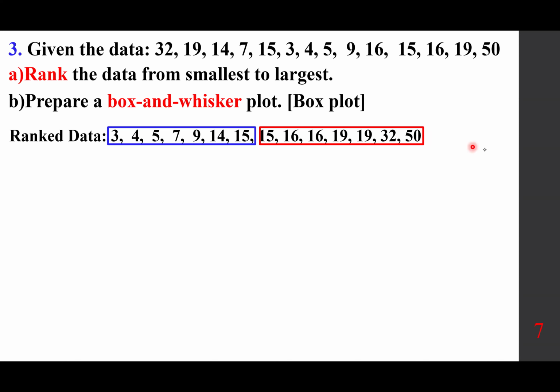So there are 14 pieces of data. Again, we have an even number. So for the number in between, you really have to add these 2 and divide by 2, which happen to give you 15. So Q sub 2 or median is the sum of these 2 divided by 2. 15 plus 15 divided by 2 is 15.